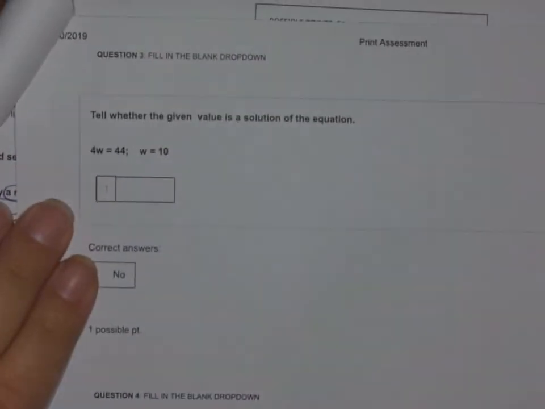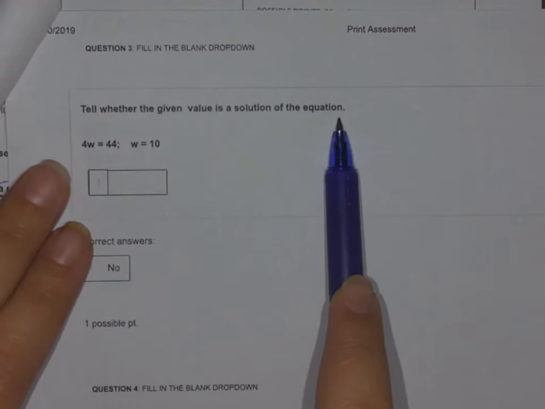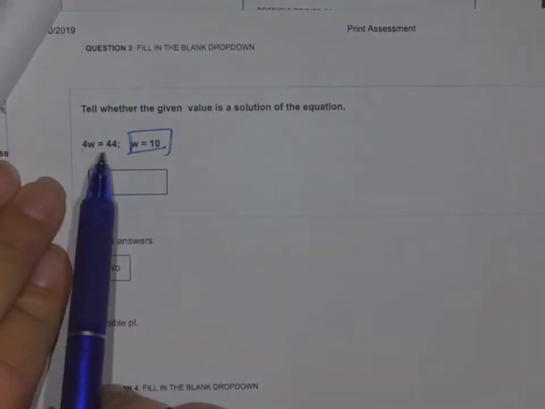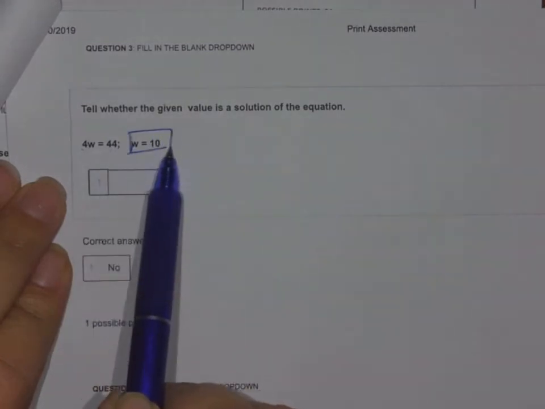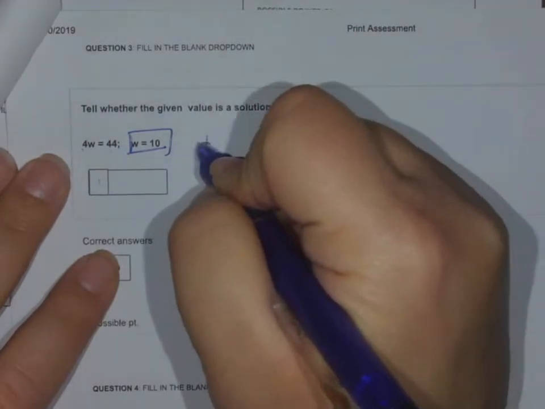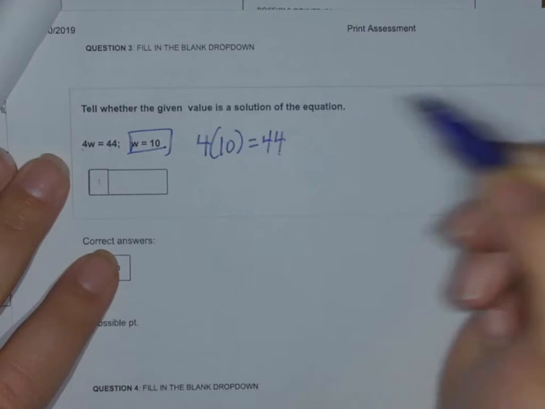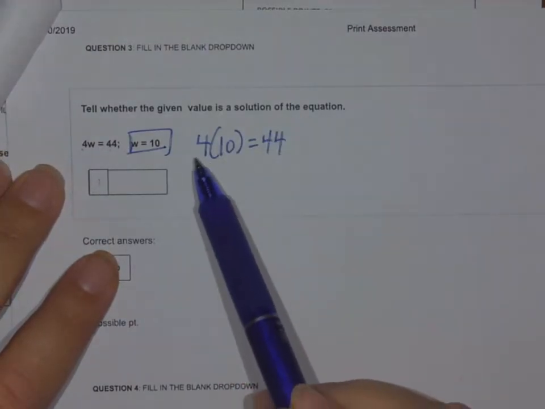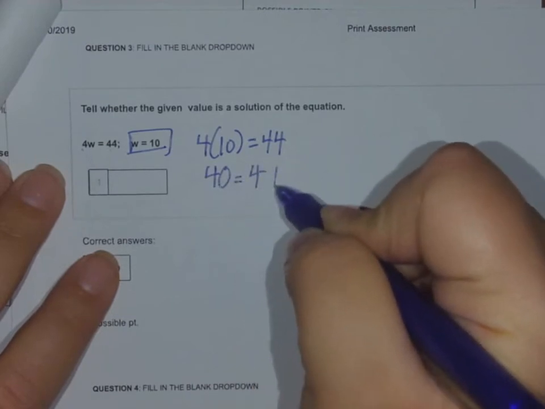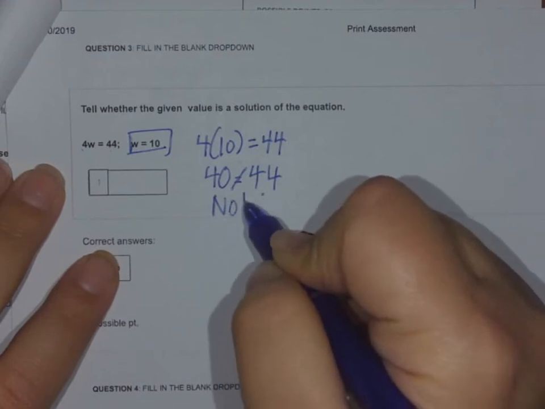Okay, number 3 says, tell whether the given value is a solution of the equation. So this is checking solutions. You're going to box whatever they said the answer was. Your equation is 4w equals 44. W equals 10 is the solution they give you, so we're going to plug it in. So 4 times 10 equals 44 once we plug it in, and now we solve it. What's 4 times 10? That is 40. Is 40 equal to 44? It is not, so this is not a solution.